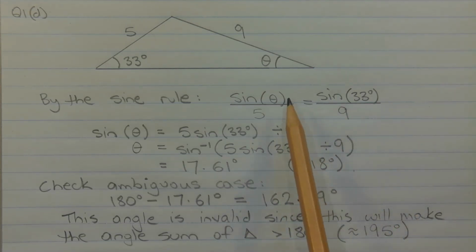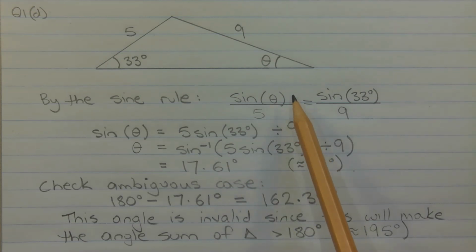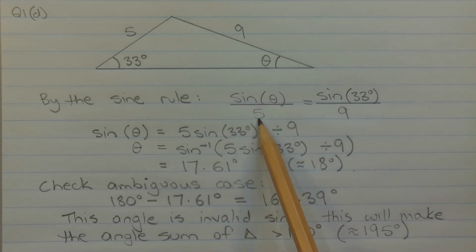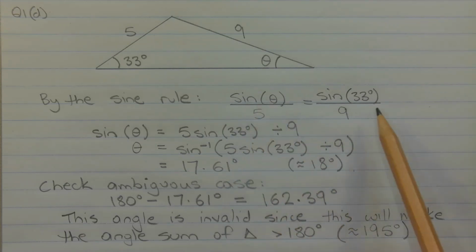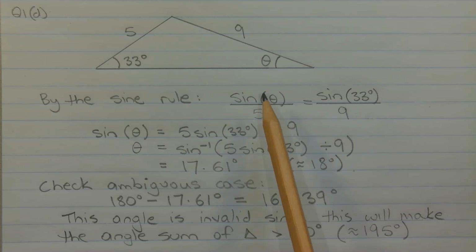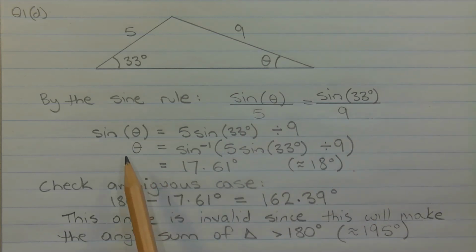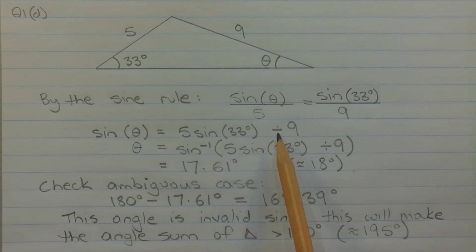The next step is to make sine theta the subject. It's currently being divided by 5. So to cancel out this division by 5, we need to multiply this fraction by 5, but what you do to one side of the equation, we need to do to the other side as well. So multiplying both fractions by 5, we get sine theta is equal to 5 times sine 33 degrees divided by 9.